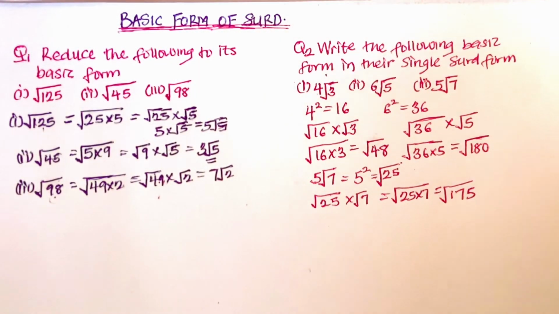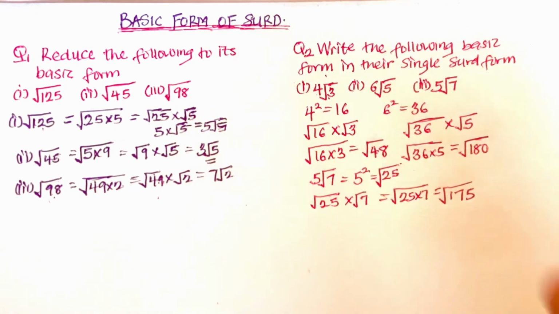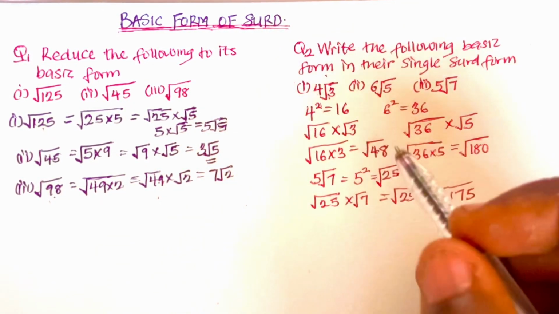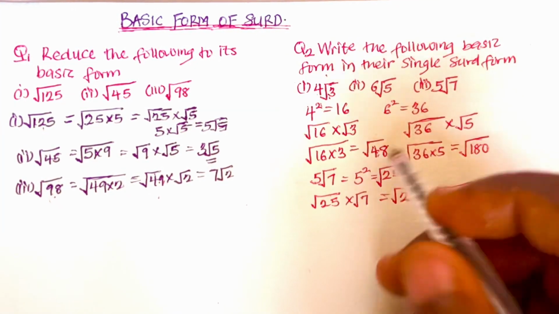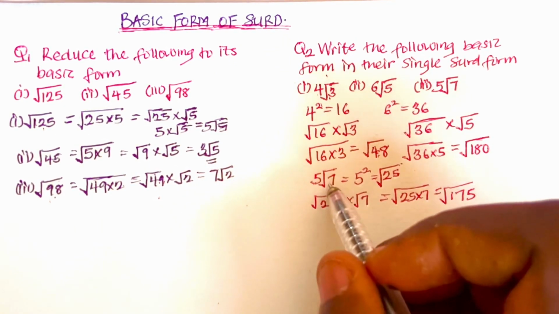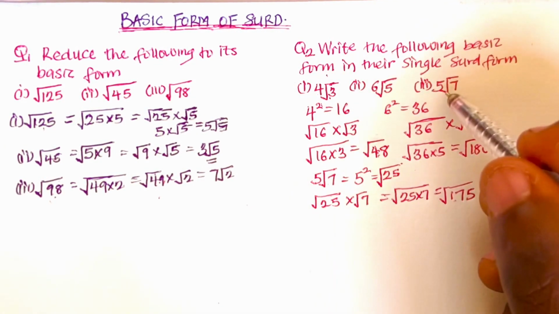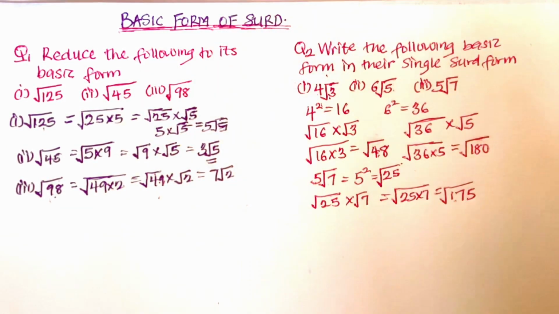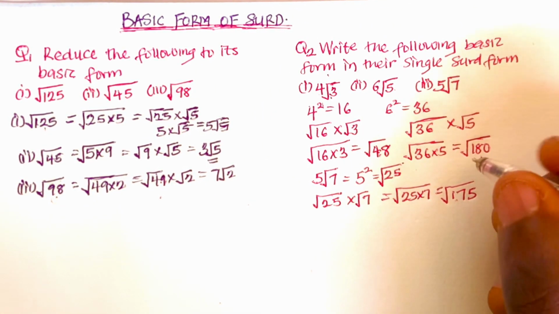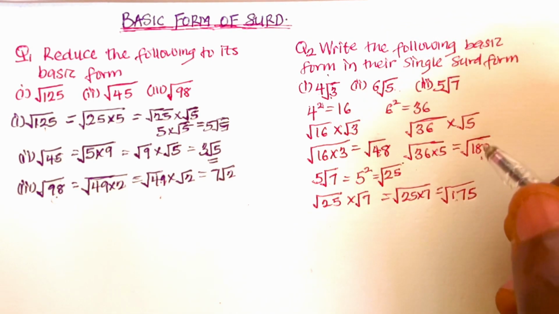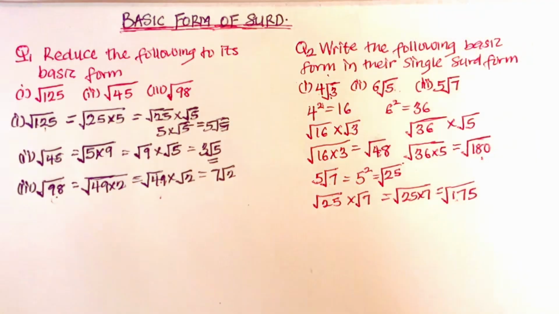So we can say that 4 root 3 and root 48 are similar. You understand? They are similar, because 4 root 3 is the basic form of root 48. Likewise, we have 5 root 7, which is the basic form of root 175. Similarly, 6 root 5 is the basic or simplest form of root 180. And 180 is their corresponding single surd form, or whole root form. Anyhow you put it.